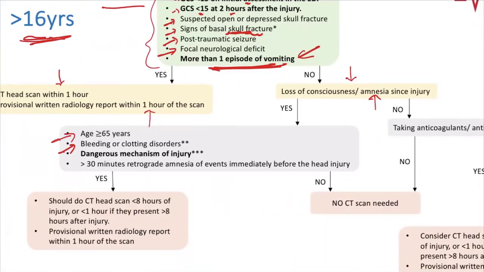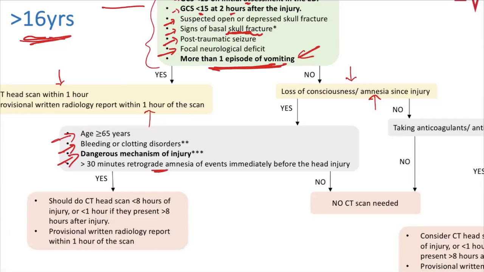Any of those drugs he is on, or he is known to have bleeding disorders like, for example, factor V Leiden deficiency or hemophilia. If any of those is present, then yes, you need to consider it a dangerous mechanism of injury. We will be comparing both the adult and pediatric, then you will have a better understanding.